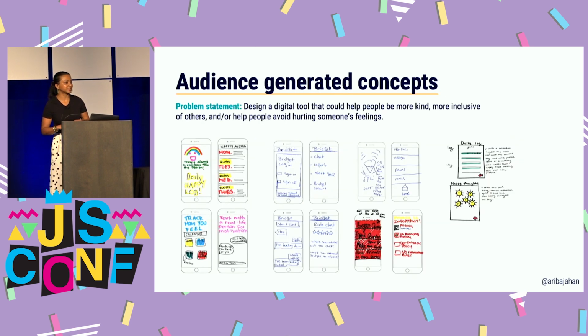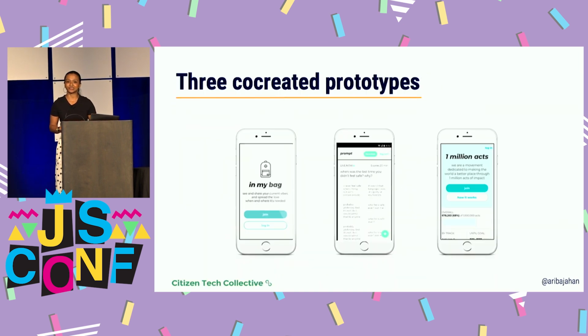So what you see up here is a snapshot of the solutions students came up with when we asked them to design a digital tool that could help people be more kind and inclusive of others, or to help people avoid hurting someone's feelings. We purposely didn't use words like teen or bullying, because we didn't want to mislead them or drive them in a direction that's not natural for them. We then gathered user feedback on these new ideas as well. So the co-creation sessions validated some hypotheses while invalidating others. And what we learned from teens directly helped us design 3 new co-created prototypes.